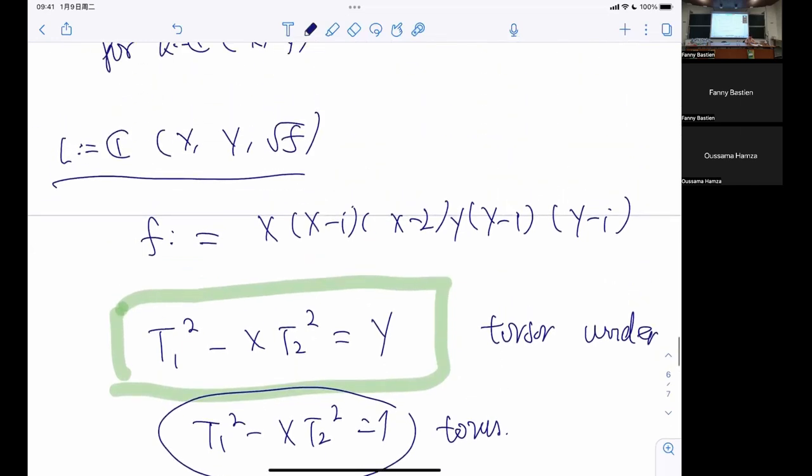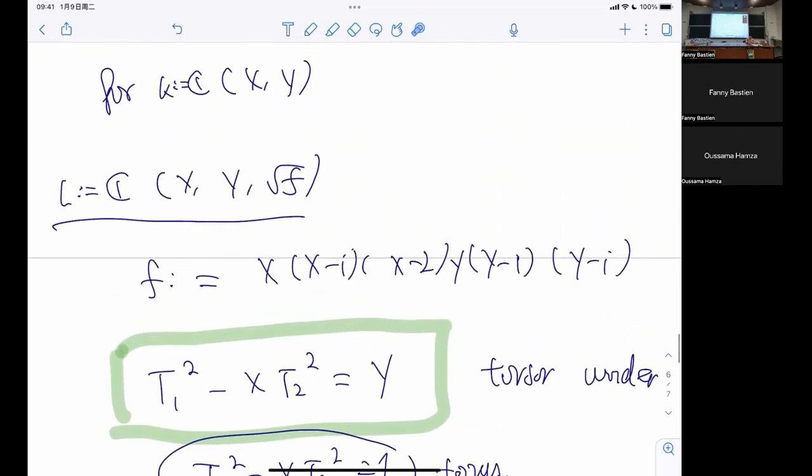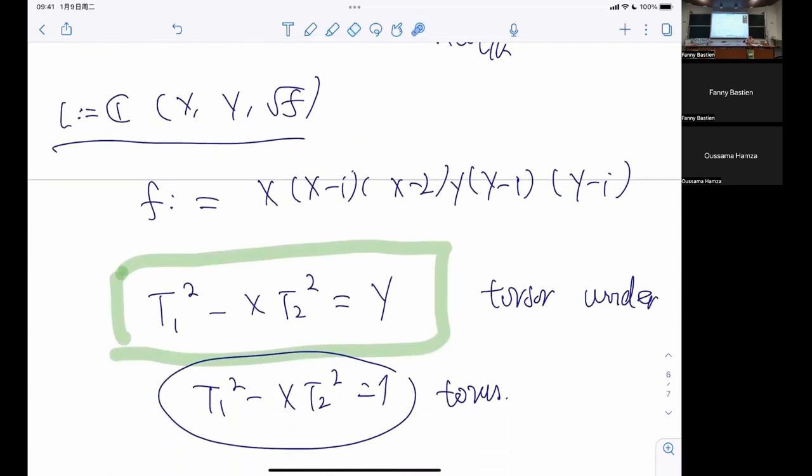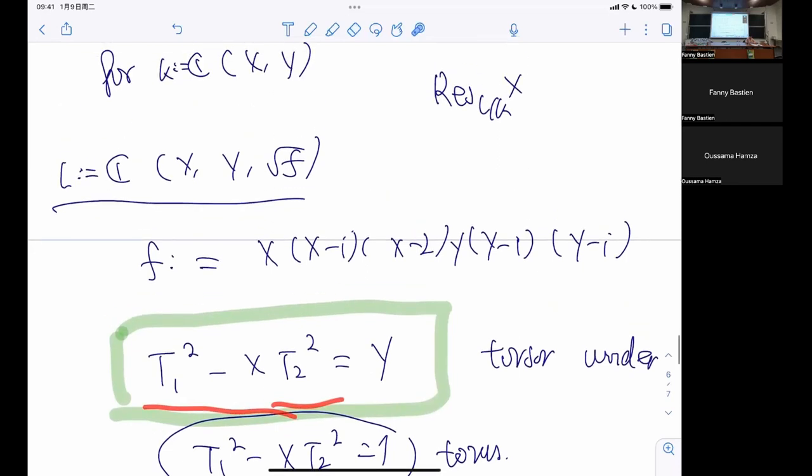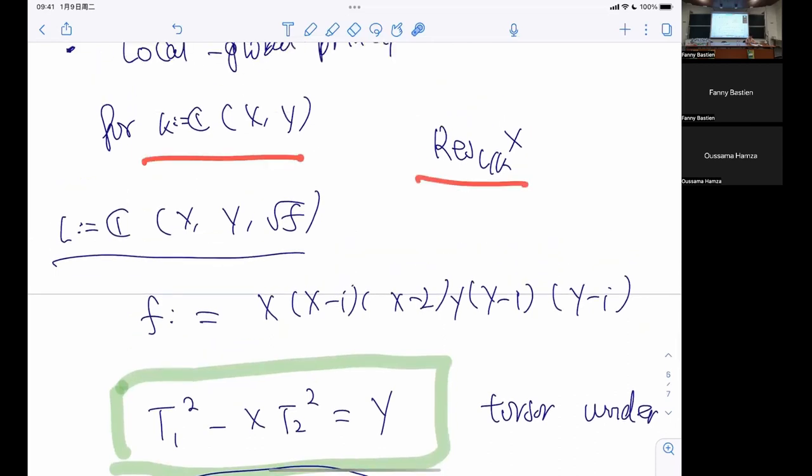And then we can define another counterexample over K, because L is a quadratic extension. We just take the restriction of this variety, and we have a variety defined over K. Here we see this variety of degree 2, so here it would be a variety of degree 4.